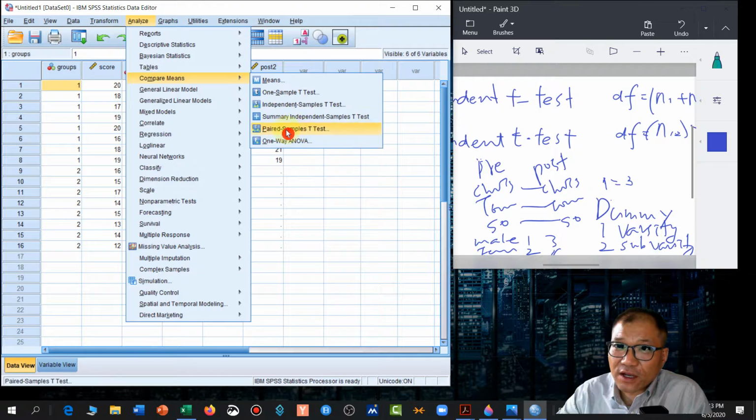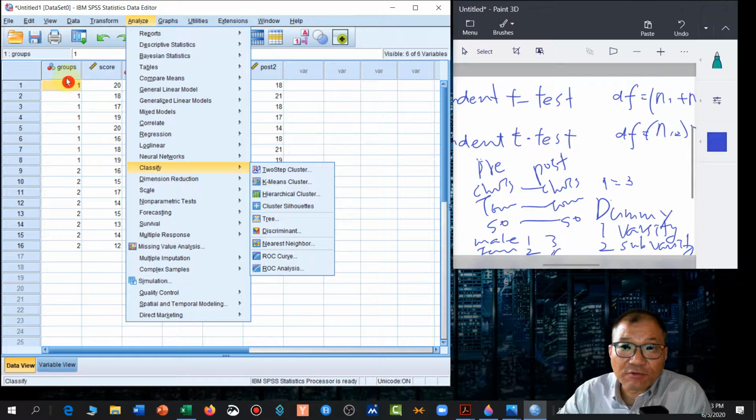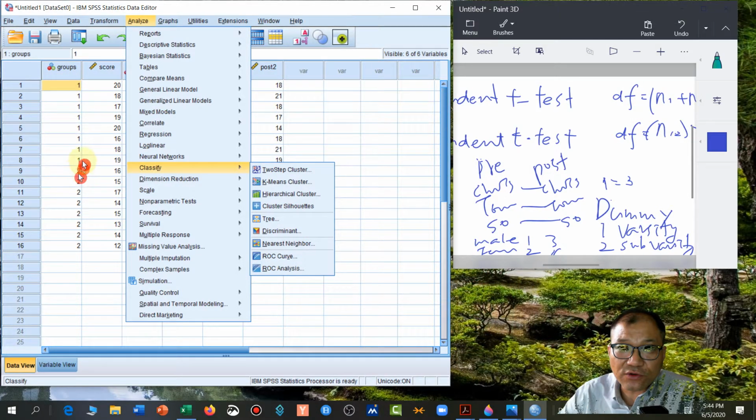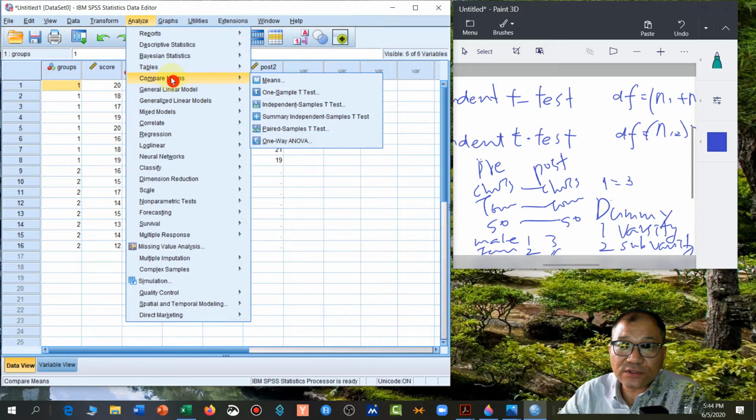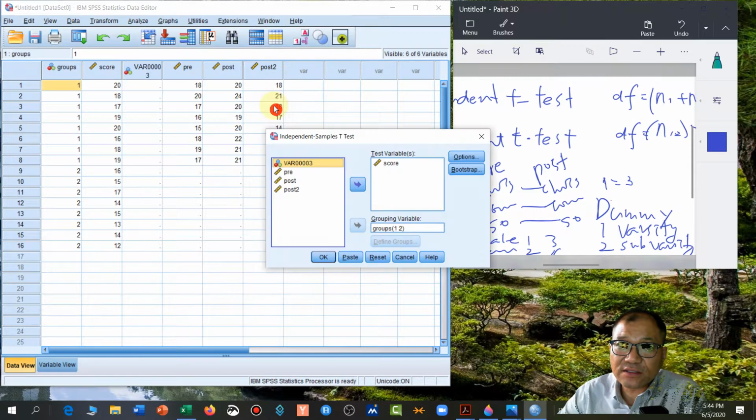Later, I will talk about paired samples t-test. That means you have two groups of samples, but these two groups are related. They are paired. That's why I corrected the degrees of freedom for paired samples t-test, which is also known as dependent t-test.